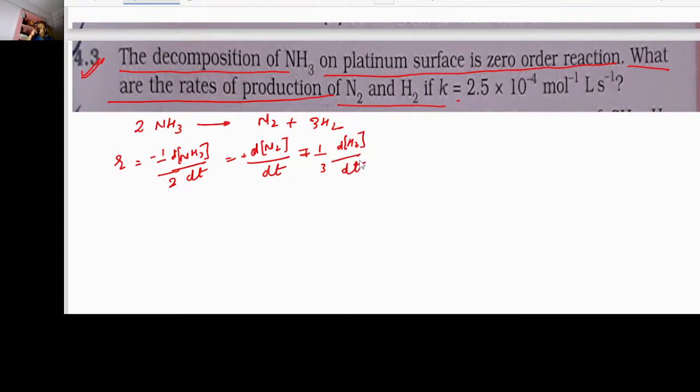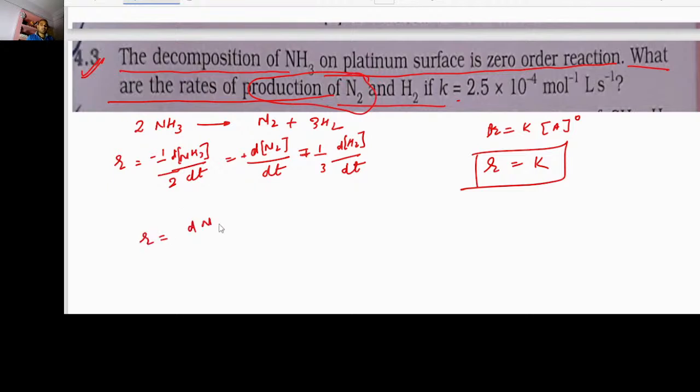Friend, they are saying it is a zero order reaction. So in a zero order reaction, we write K, A, and whatever the concentration is, power 0. Anything power 0 is 1, so the rate will be equal to K, right? They are asking for the production of N2, so we will see it in terms of N2. So R is equal to d N2 by dt is equal to K, because the power is 0.